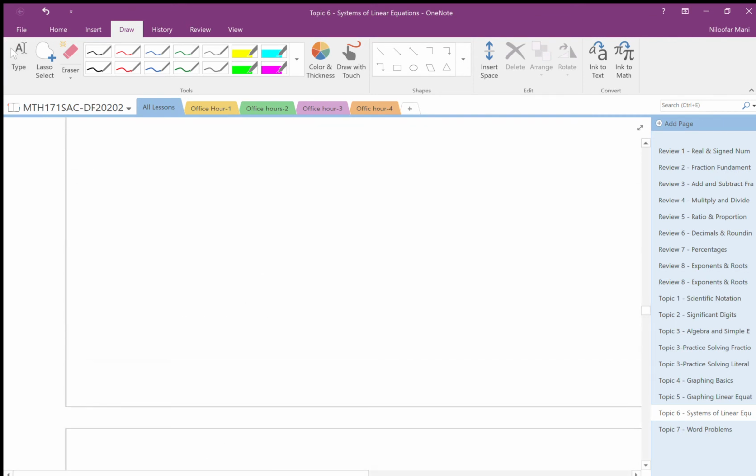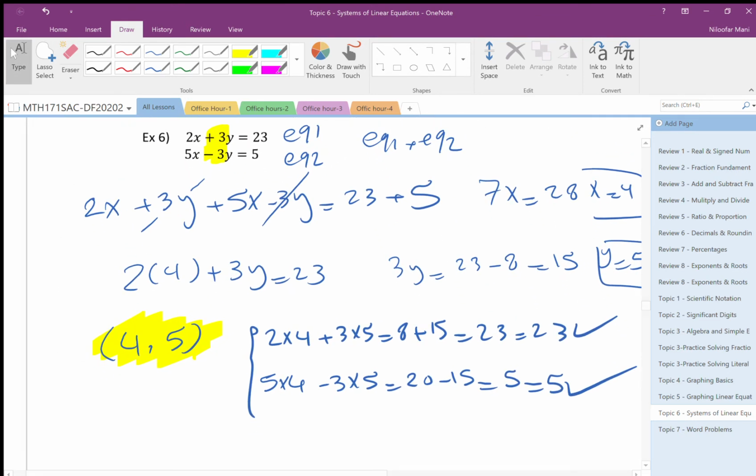Then there are a lot of questions here. You ask me, how about if I don't have 3 and minus 3? How about if I have 3 and 3? If I add them, I cannot remove. What can I do here?